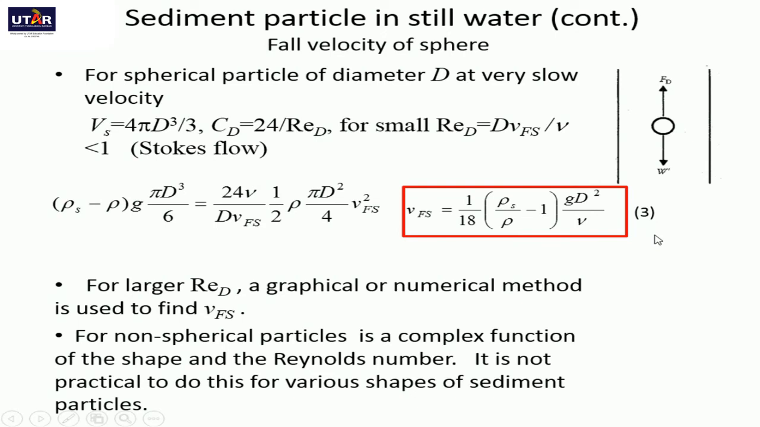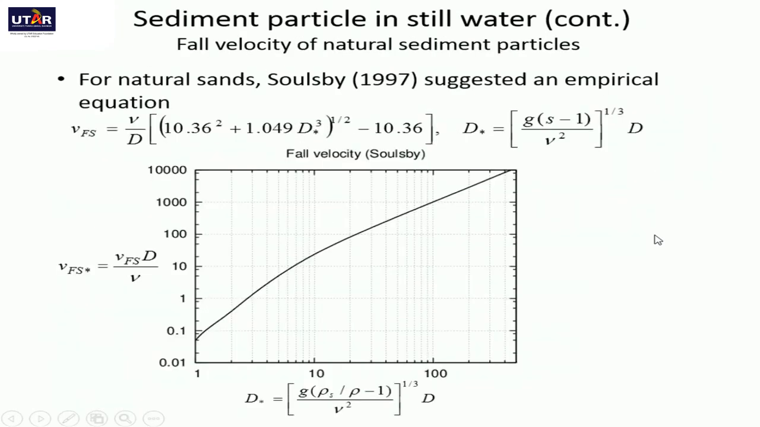For particles that are not spherical, Cd will be a complex function of the shape and the Reynolds number. Since it is not practical to solve for Vfs theoretically for general particle shapes, empirical formulas have been proposed. The most commonly used one is due to Soulsby, which correlates Vfs to the non-dimensional diameter d star defined by this equation. If the equation is too cumbersome to use, a graph like this may be used.